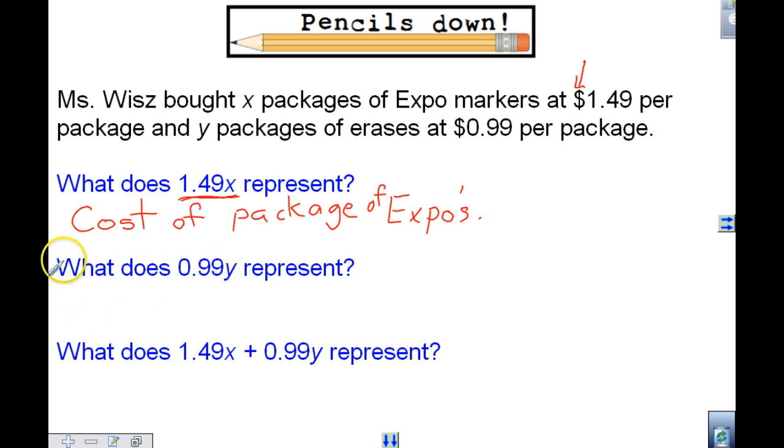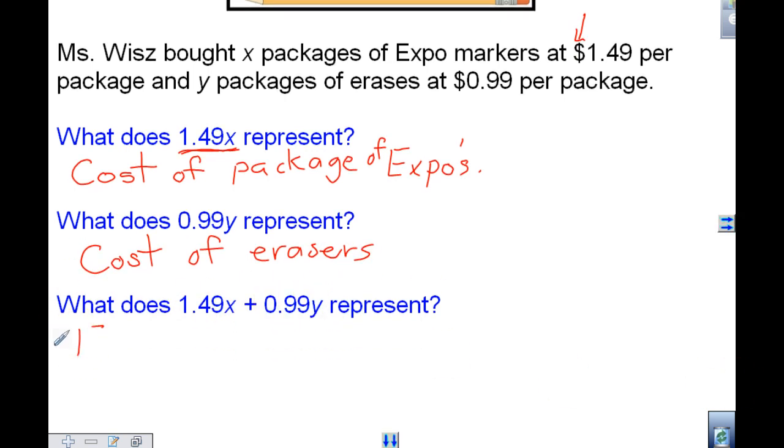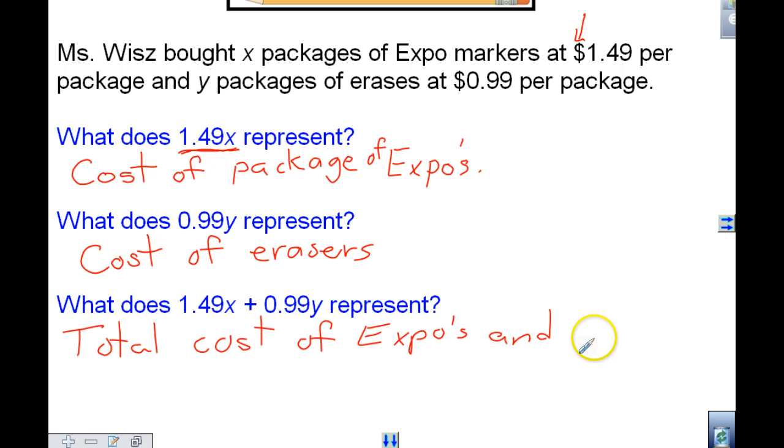Same thing here. What does 0.99y represent? Oh yeah, 99, that's cents, so that's the cost. You write it out. What does 1.49x plus 0.99y represent? Total cost. Yeah. Right. Not just total cost, because the question would be, total cost of what? Total cost of the markers and erasers. That's what you need to do.